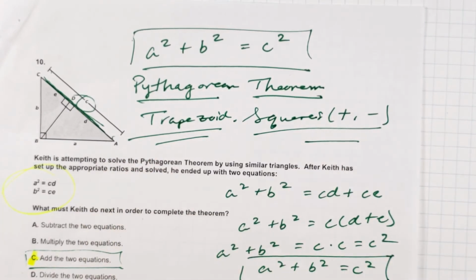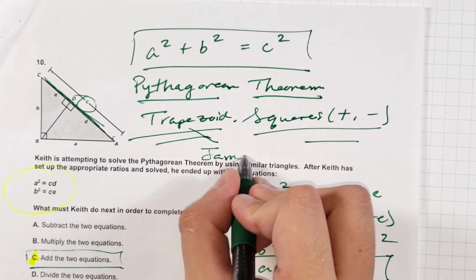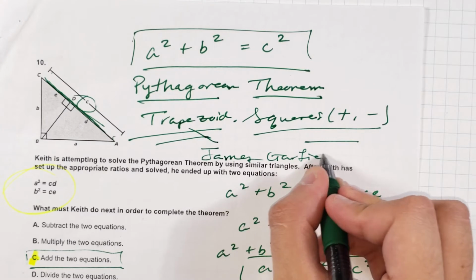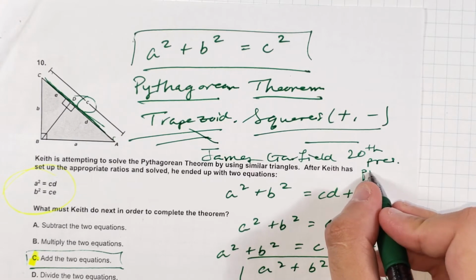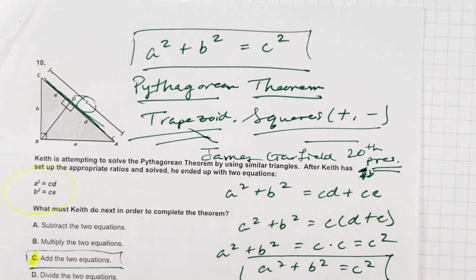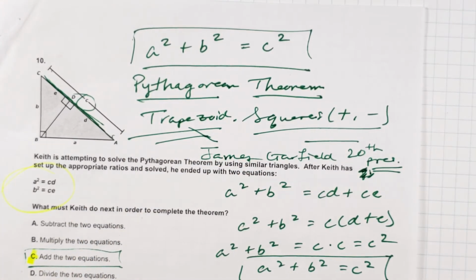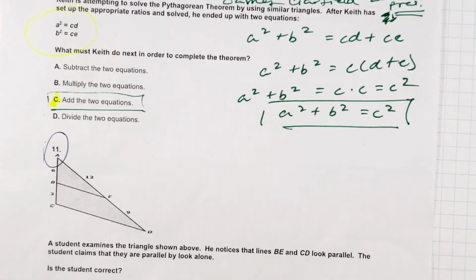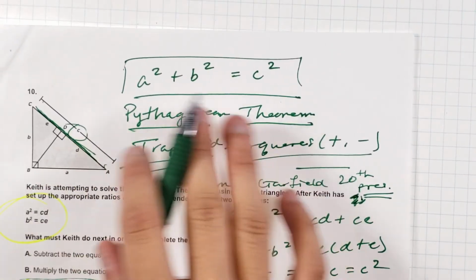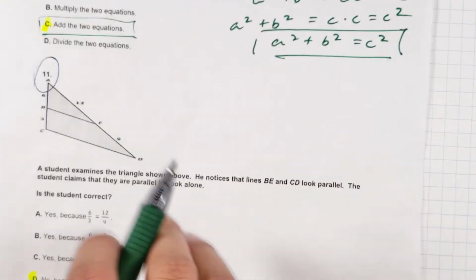Okay, there's a few of them. One that I recommend going to look at, which I thought was pretty nice, is by James Garfield, who was actually the 20th president of the United States. Isn't that interesting? He proved the Pythagorean theorem using a trapezoid. I find that pretty remarkable. So I do suggest you look at some of this stuff. But all we did here was add them, as you saw. And now let's go to number 11.